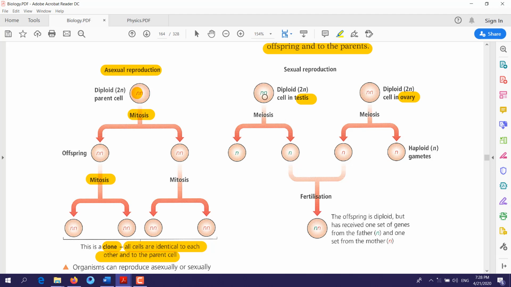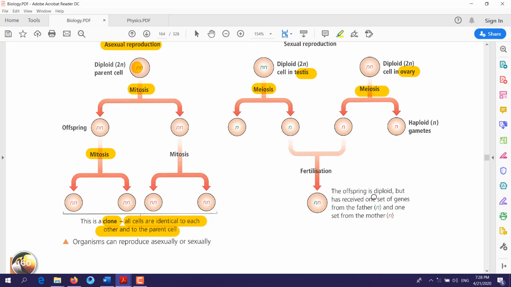Now what will happen? The diploid cell, or the sex cell, will go through meiosis. Focus on this word. Here it was mitosis. Here it's meiosis. In meiosis, the number of chromosomes will be halved, divided into 2 halves. So here it's 2N, but now these gametes, each one is 1N. So this divides, it separates. And the same thing happens for the female.